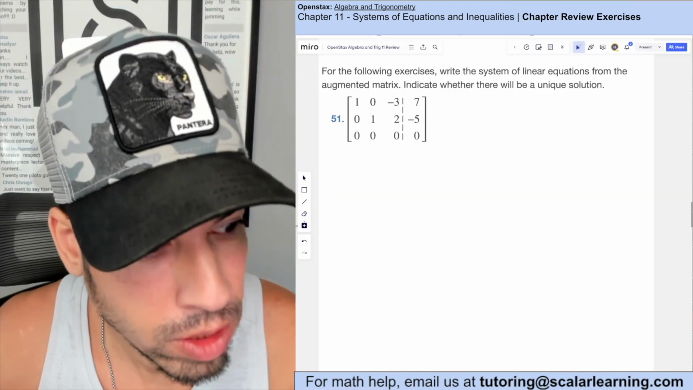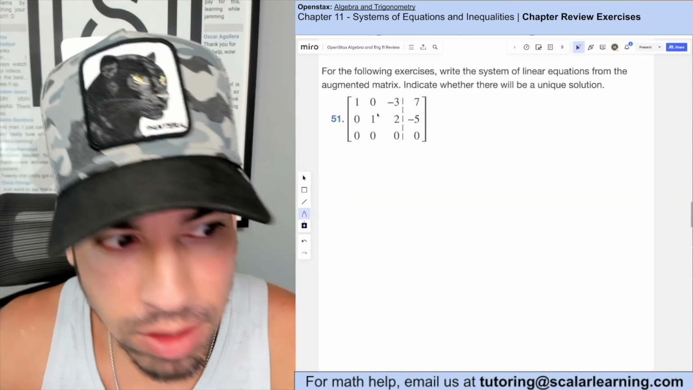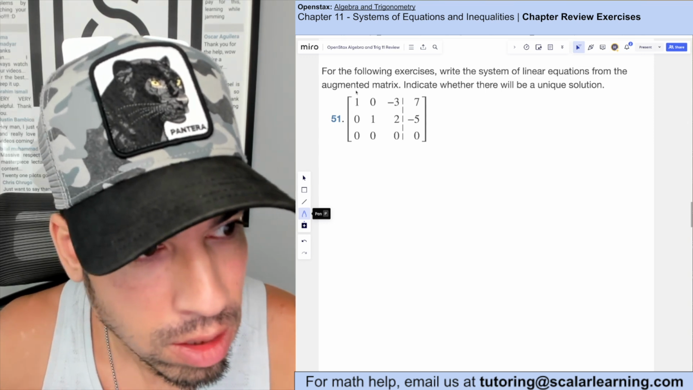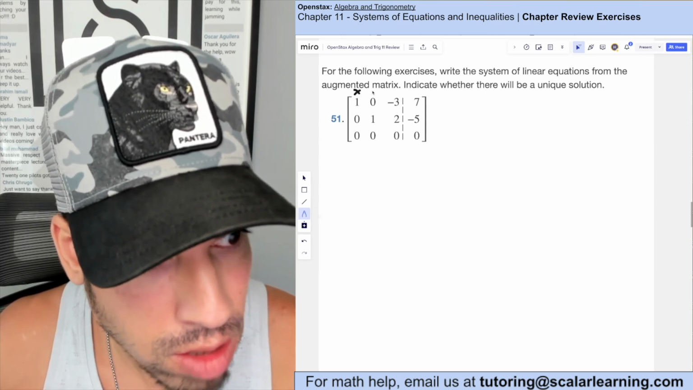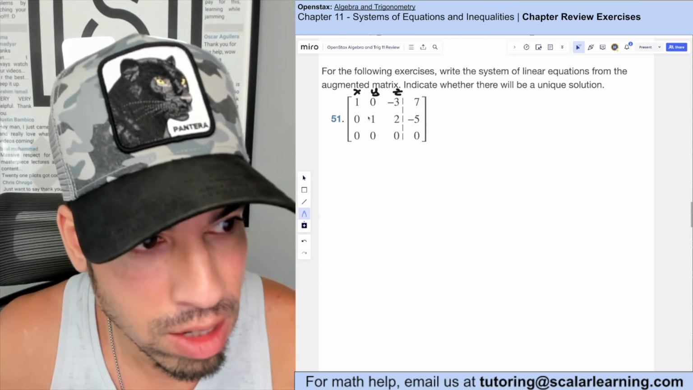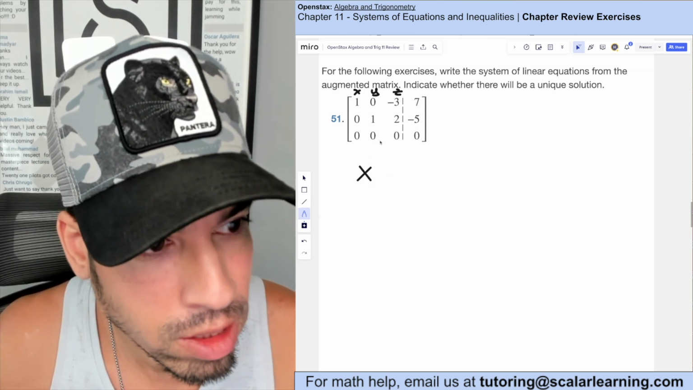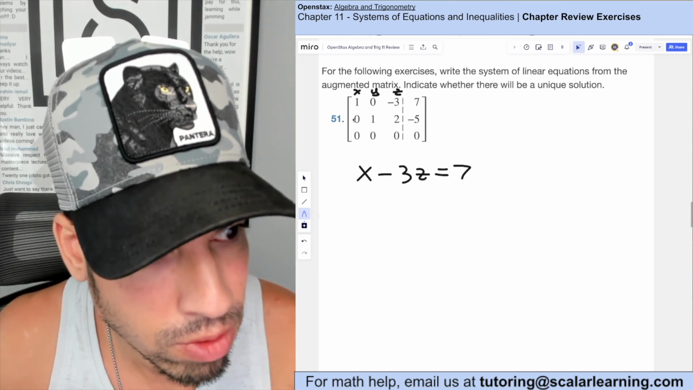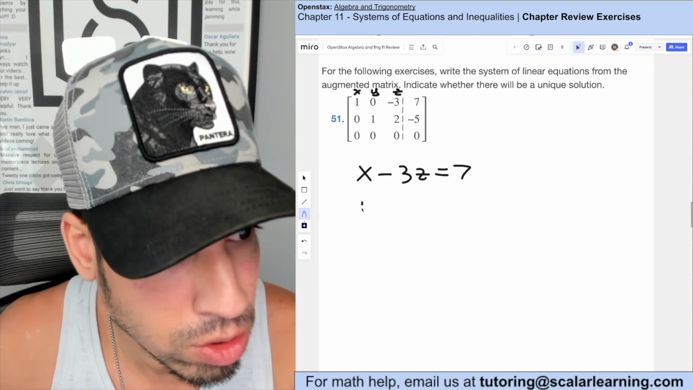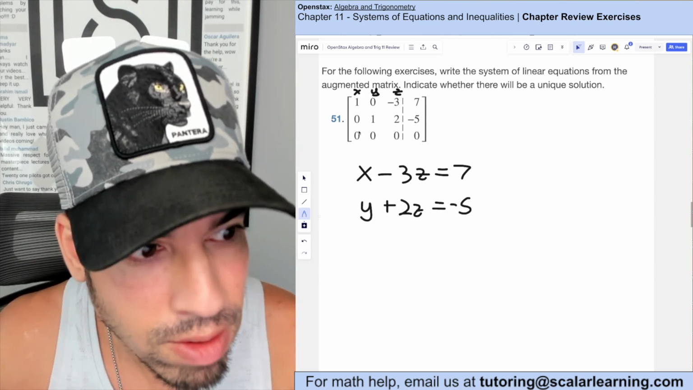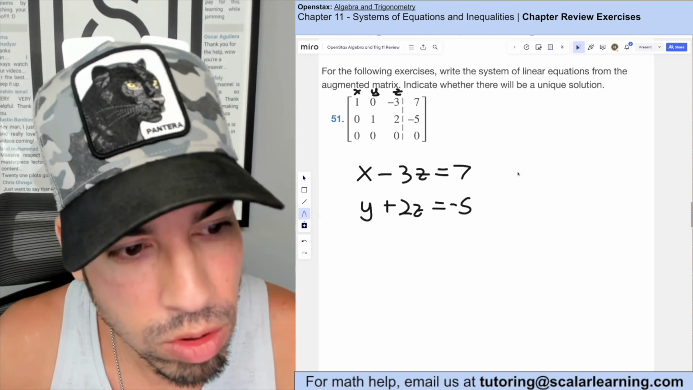Done. So for this one, we're meant to translate it back into a system of linear equations from the matrix. So the way you would do that is, this is x, this column is y's, this column is z's, these are coefficients, and then these are standalone constants. So the first one would be 1x plus 0y minus 3z is equal to 7. For this one, it's 0x plus 1y plus 2z equals -5. This one's all zeros, so we don't even have to write it out.